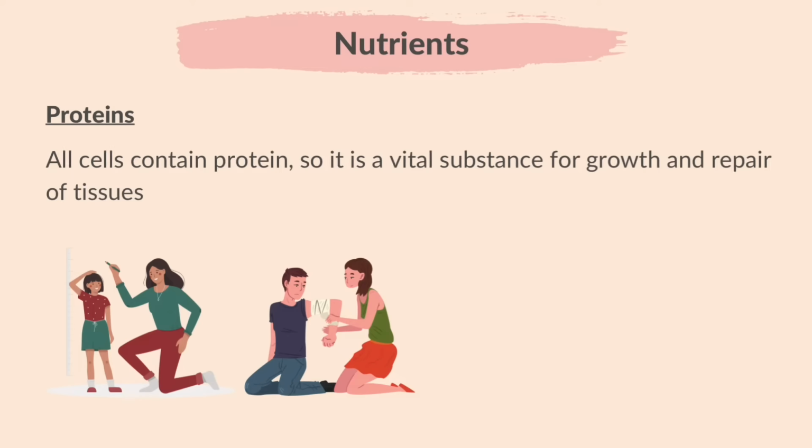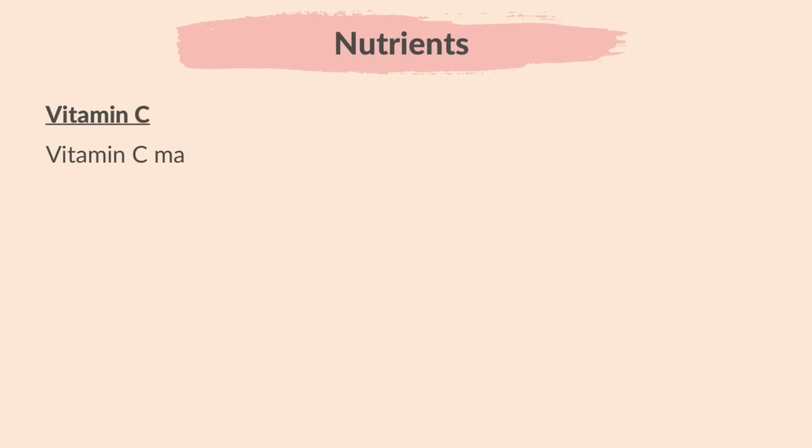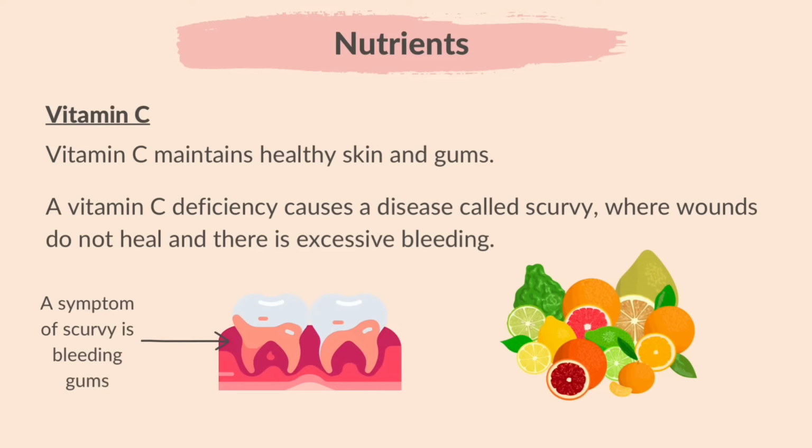All cells contain protein, so it is a vital substance for growth and repair of tissues. Proteins are found in fish, meat and eggs. Vitamin C maintains healthy skin and gums. A vitamin C deficiency causes a disease called scurvy, where wounds don't heal and there is excessive bleeding. Vitamin C is found in citrus fruits like oranges and lemons.